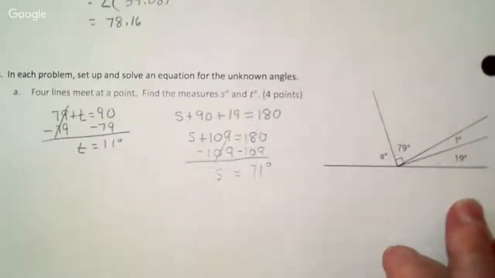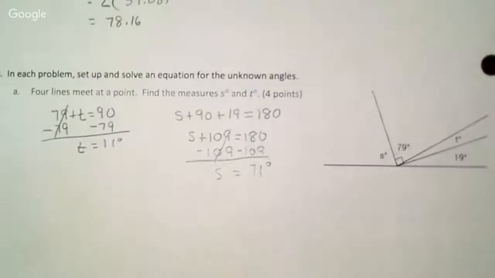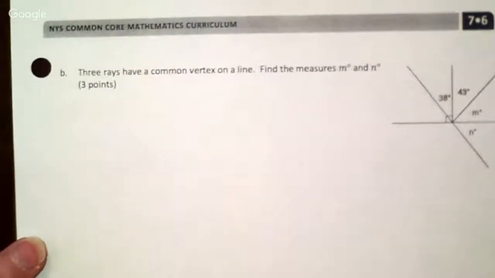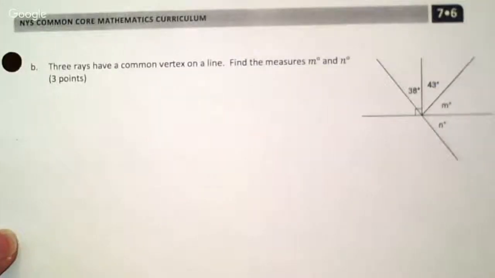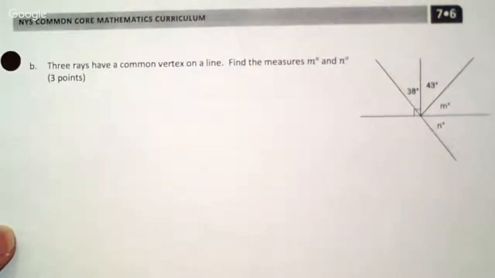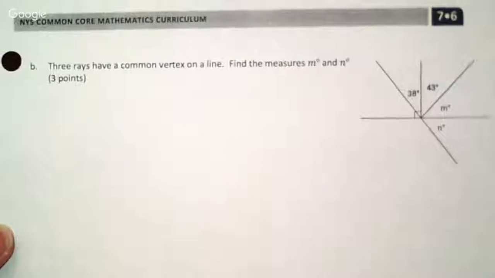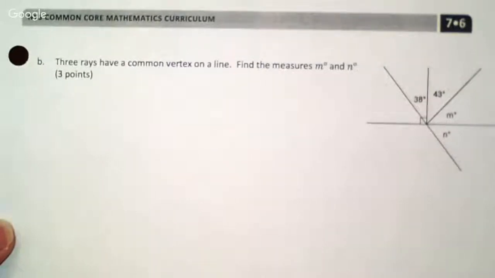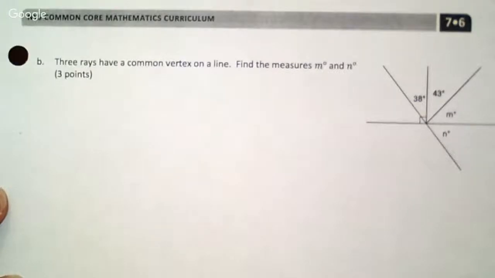Okay. So next we have the B part of this. Three rays have a common vertex on a line. Find the measure of M and N.